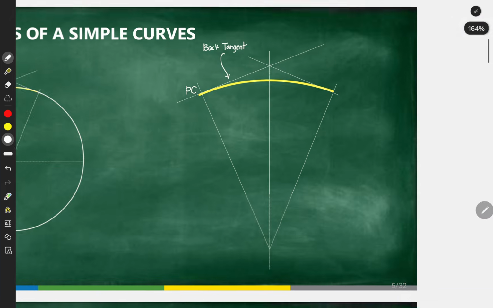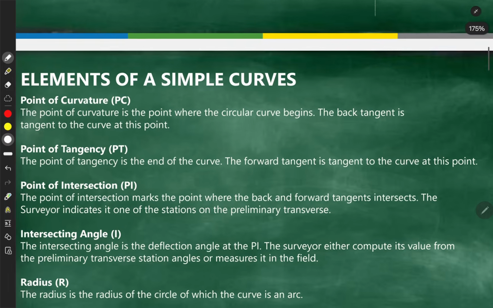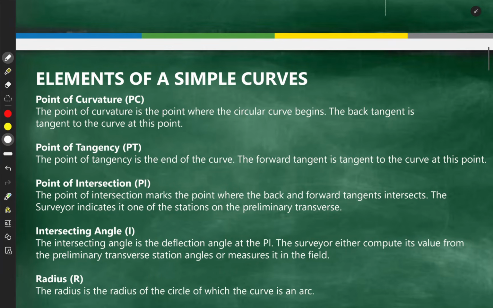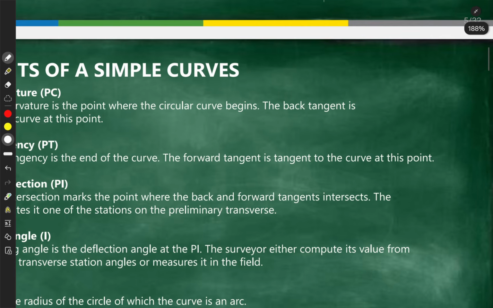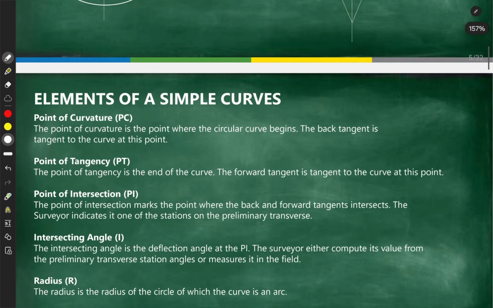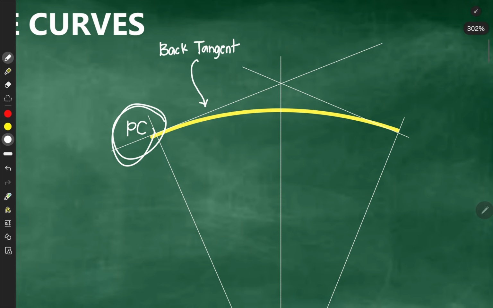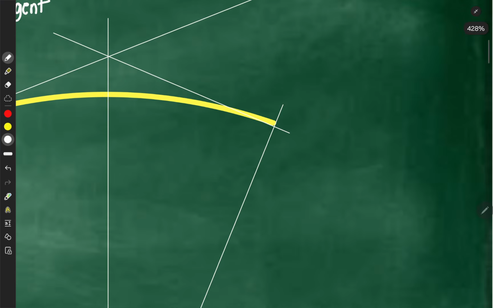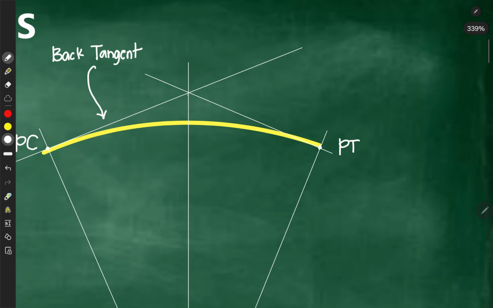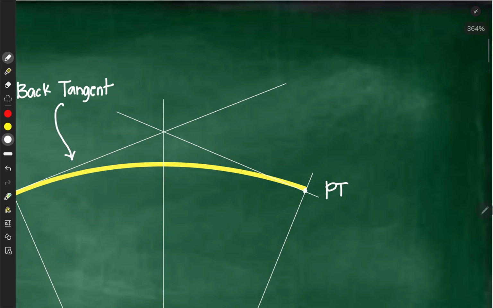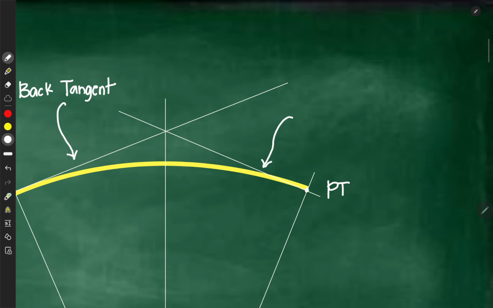And next, we have this point of tangency. The point of tangency is the end of the curve. The forward tangent is tangent to the curve at this point. So, saan naman yung ating point of tangency? Point of tangency is the end of the curve. So, if this is the start of the curve, ito yung ating curve, this is our point of tangency. This point. So, this is our PT. And if we are going to pass a tangent line here, ito yung ating tangent line, and yung tawag natin sa tangent na yon is forward tangent.